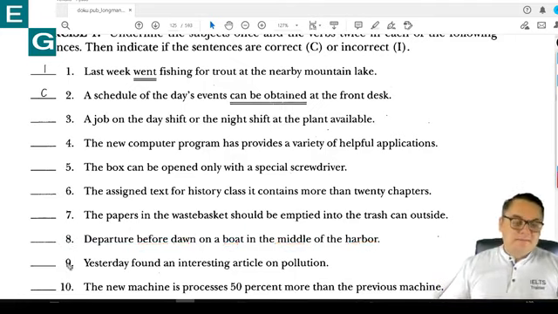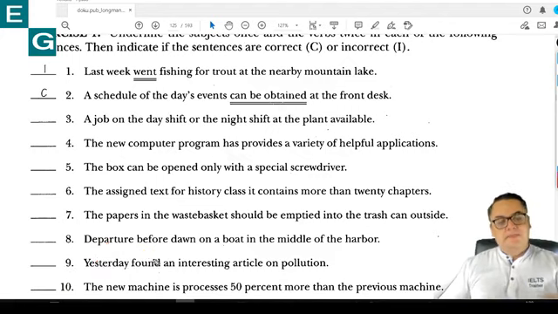Number 9. Yesterday found an interesting article on pollution. Found is my verb. I don't see yet a noun because yesterday is an expression of time. An expression of time can't be a subject of a sentence. This sentence has a verb and it doesn't have a noun. So the answer is incorrect.